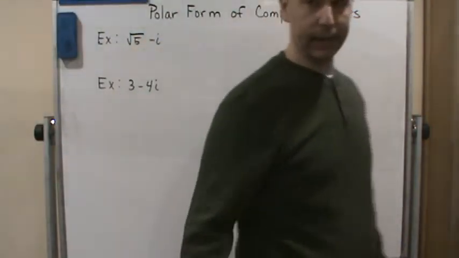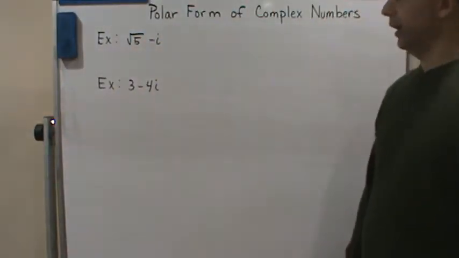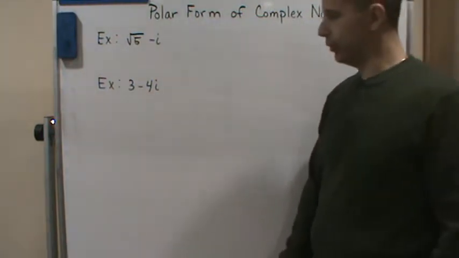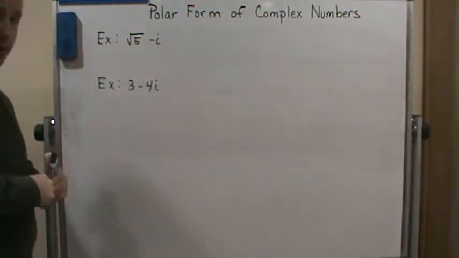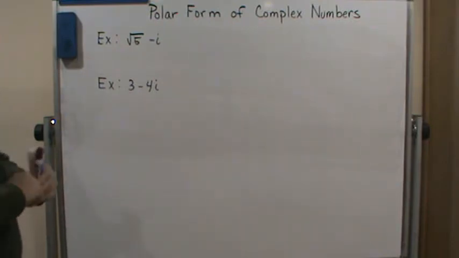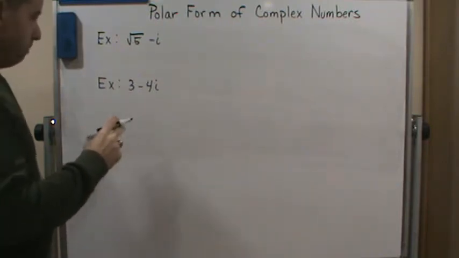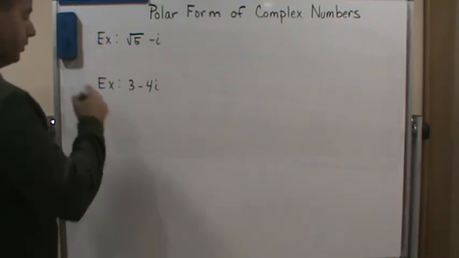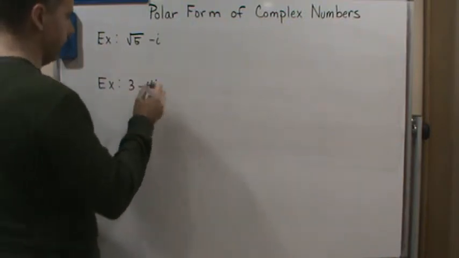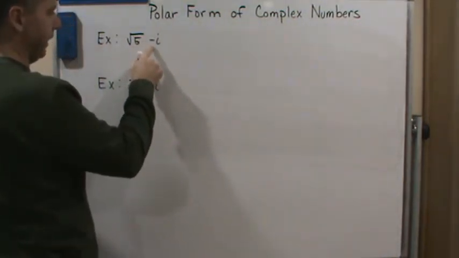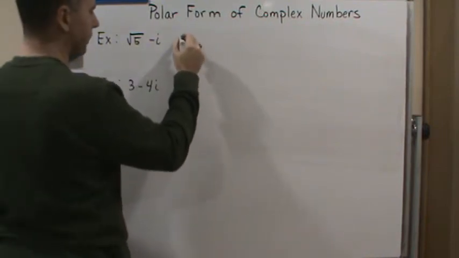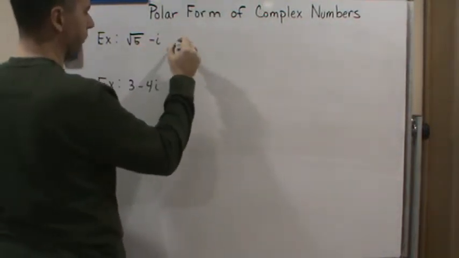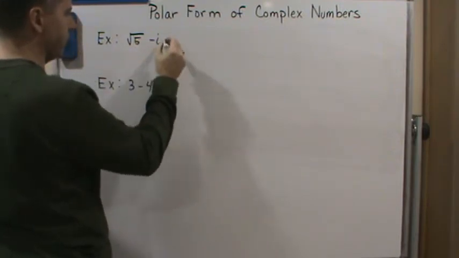Okay, so welcome back, and let's do a couple more examples. We're going to find the absolute value of both of these. So again, what we're going to do is apply the distance formula from the origin. Okay, so again, this is your A, and then here B is -1. So again, we're going to take the absolute value of this.